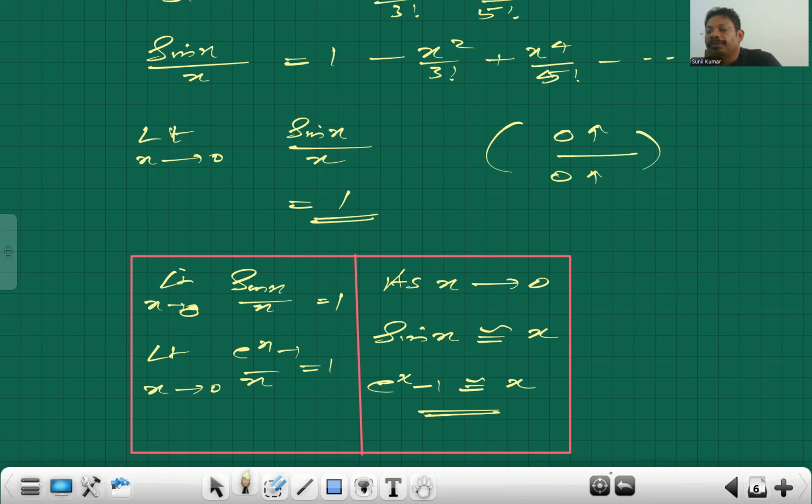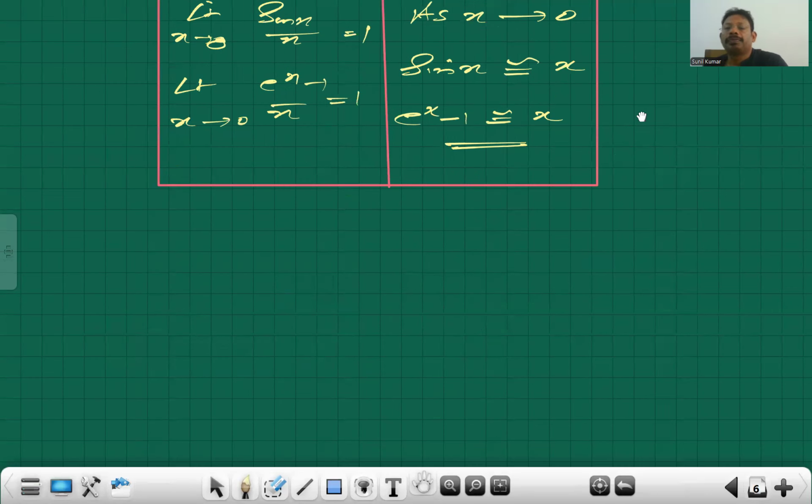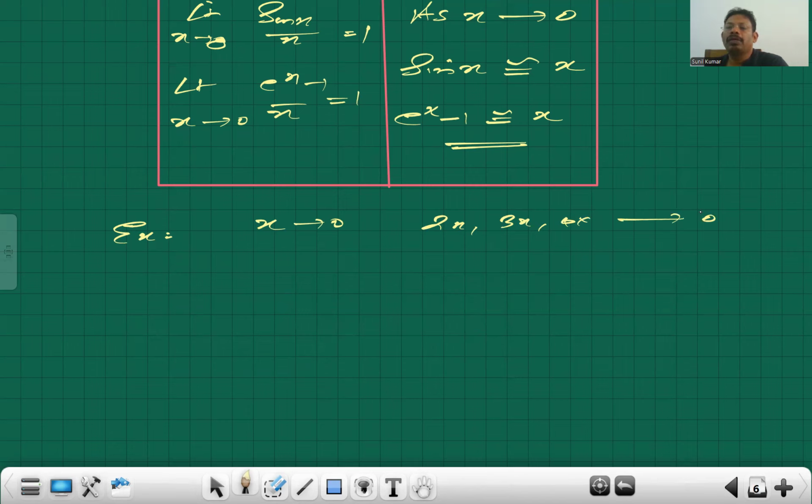So from this we get a lot of other results also. For example, let me tell you, if x tends to 0, then 2x, 3x, 4x, all these values also tend to 0. So we know that sin x should be tending to x, and similarly sin 2x.